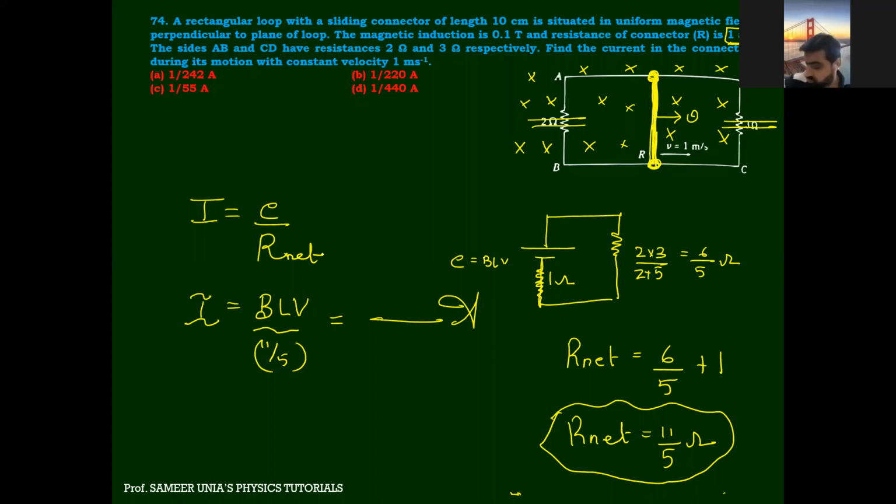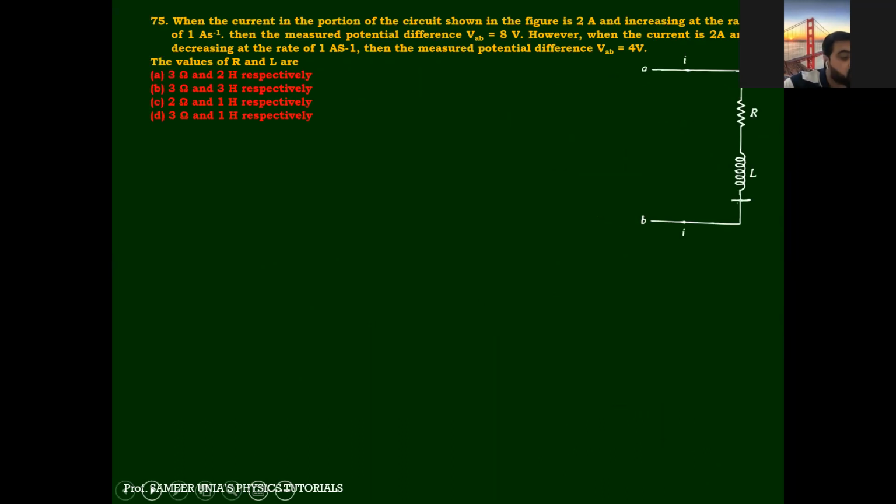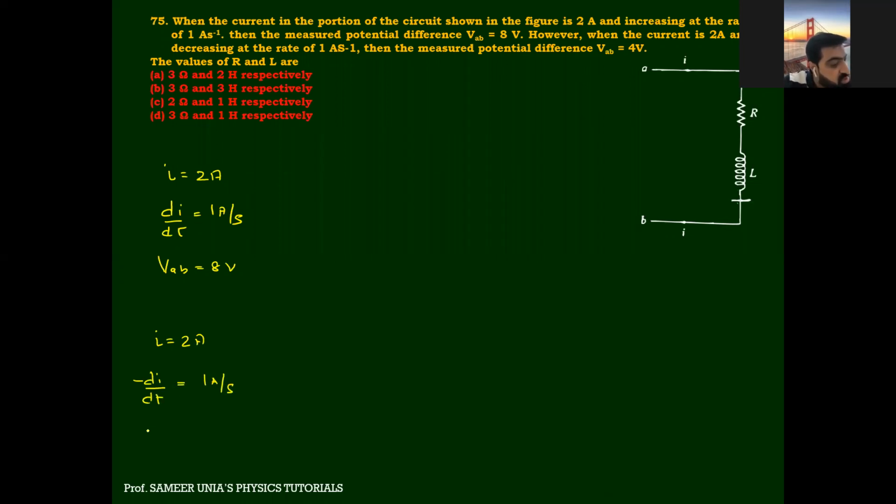Look carefully here. We are doing the 75th question. Good question. Listen. The current in the portion of the circuit shown is 2 ampere and increasing at the rate di by dt of 1 ampere per second. Potential difference across AB is given as 8 volt. In the second case, when the current is 2 ampere and decreasing at the rate of minus di by dt equal to 1 ampere per second, the potential difference across AB is 4 volt. Find the value of R and L.